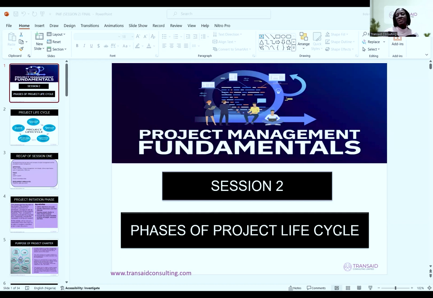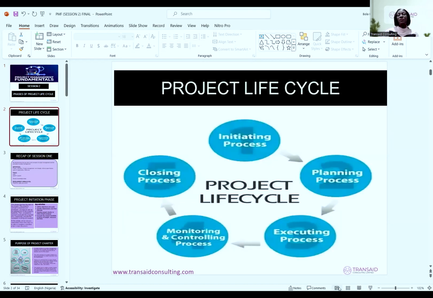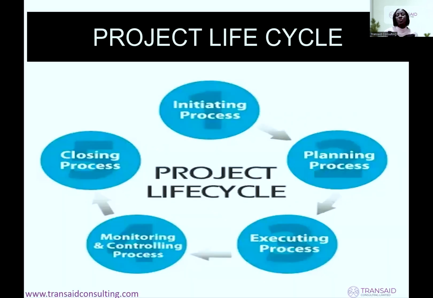Remember, we have 5 phases in the project life cycle, and I said you should imagine it as a novel, and you have different chapters, and each chapter has a unique function, and they all contribute to the various success of the project. So that's what we're going to look at, the 5 phases. You can also call them processes of the project life cycle. You initiate, then you plan, you execute, you monitor and control, then you close the project.